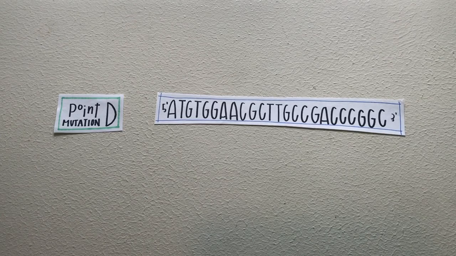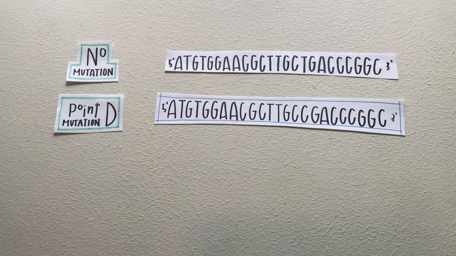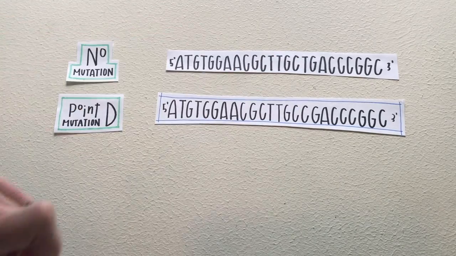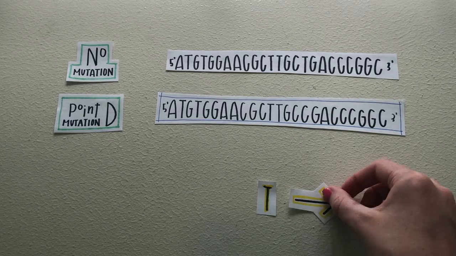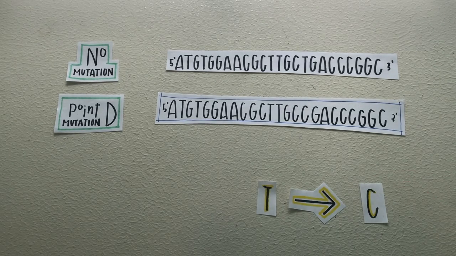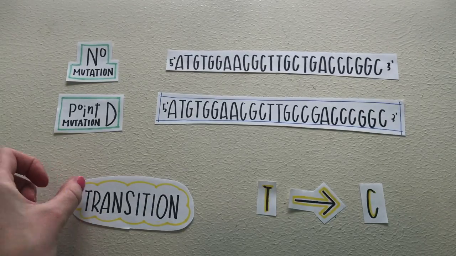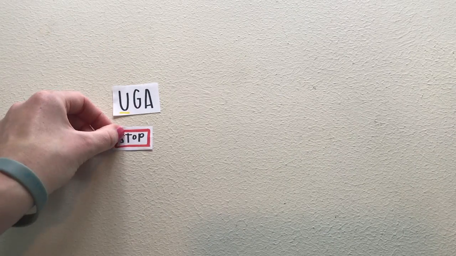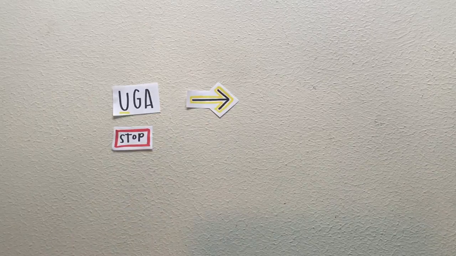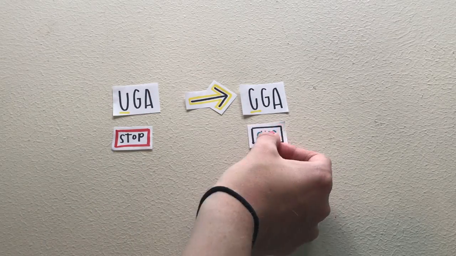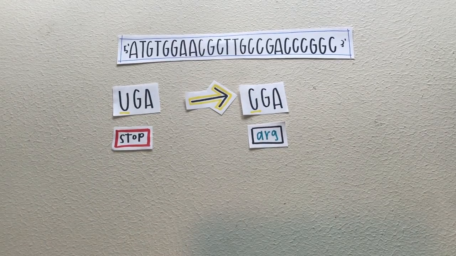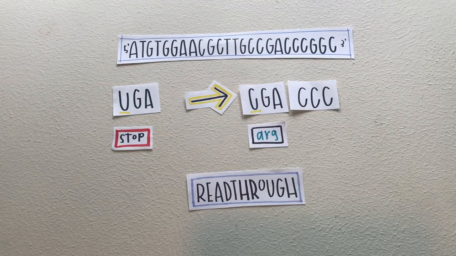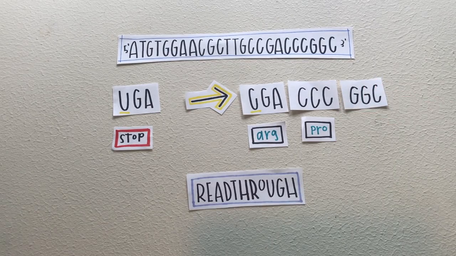Lastly, looking for the mutation between point mutation D and the original coding strand, we find it here where T changes to C. This mutation from pyrimidine T to pyrimidine C is another example of a transition mutation. In the original strand, we have UGA that translates to a stop codon, whereas in strand D, we have CGA that translates to arginine. Changing this stop codon to an amino acid is known as a read-through, where instead of stopping, the strand will continue to translate into a longer protein.